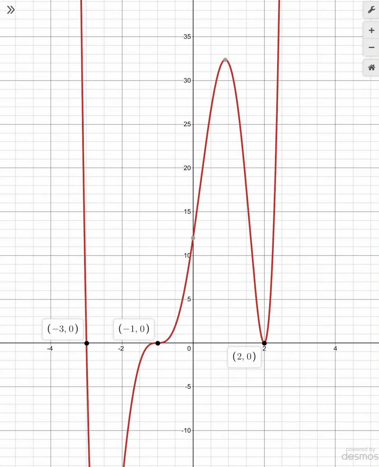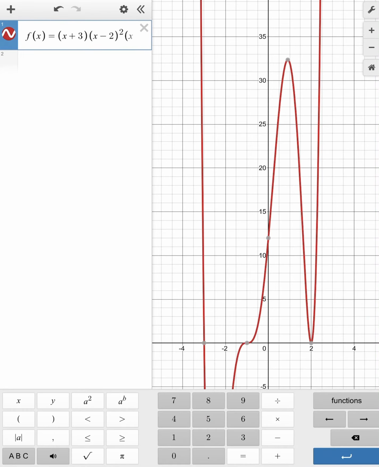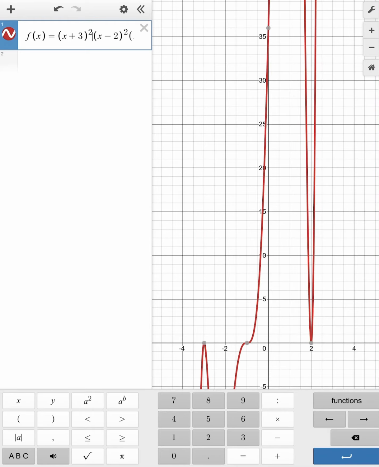Let's get rid of this. Let's look at our original function. So here is our function. Here are our zeros. So what I'm going to do, where it says x plus 3, I'm going to change this and raise our x plus 3. Instead of raising it to the first power, I'm going to square it. And watch what happens to our graph. One thing is going to change about our graph.